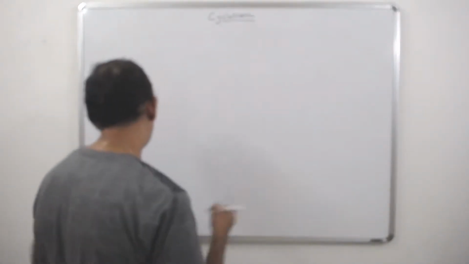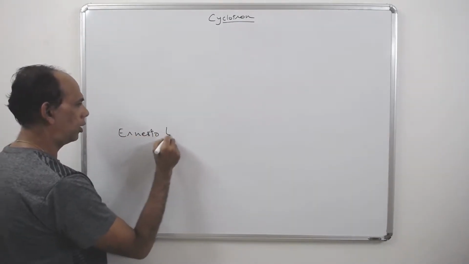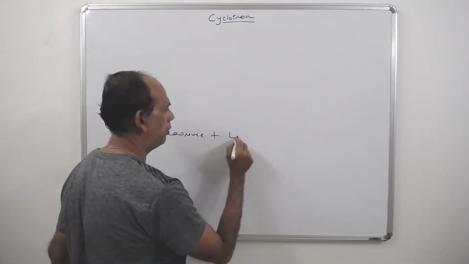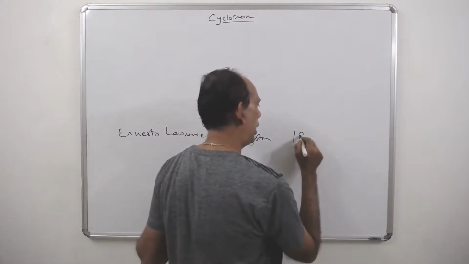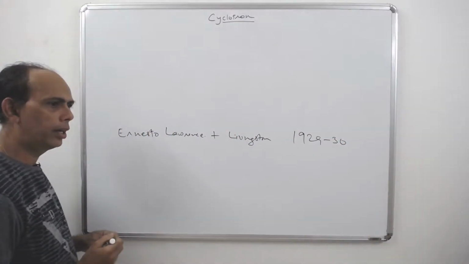Who produced it? Ernest Lawrence invented it, and one Mr. Livingston. It was invented in 1929-30. This is the time it was invented.